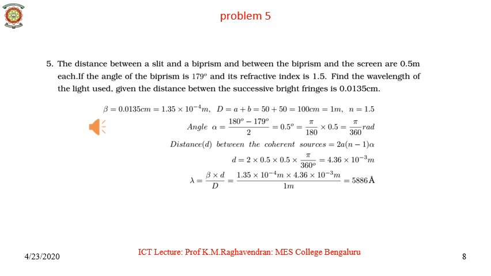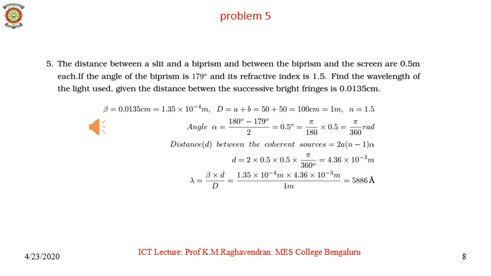The second point to note is capital D is a plus b, and since each one of the distance a and b is 0.5 meter or 50 centimeter, so a plus b would be 100 centimeter or 1 meter. Then the refractive index of the prism is given as 1.5. Now we need to know the angle alpha. Alpha is nothing but 180 minus the angle of the biprism, which is 179, divided by 2. Now alpha works out to be 0.5 degree.